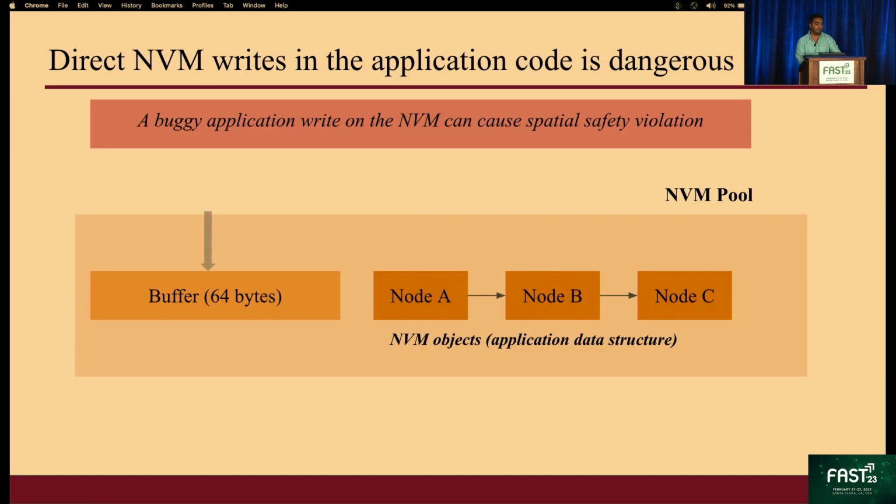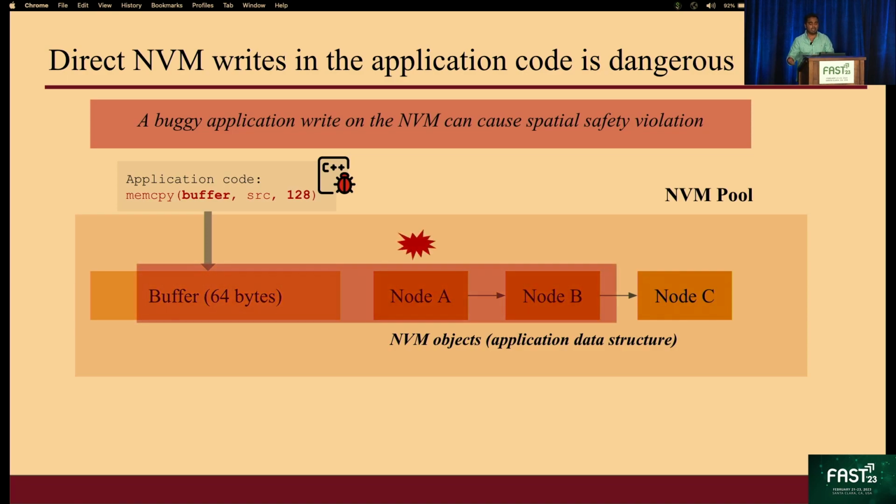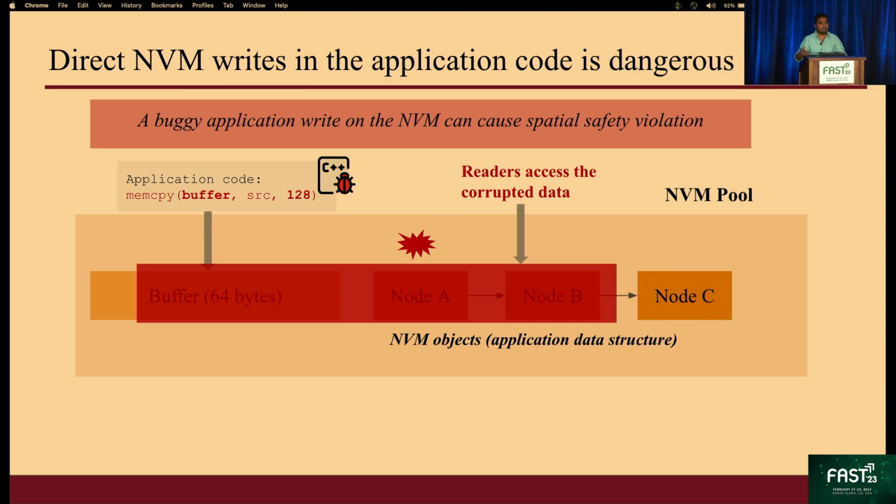Let's say a buggy application code wants to write to a buffer in the NVM, and as you can see, this is buggy code. It's going to cause a buffer overrun, and when the overrun happens, it corrupts not only the buffer but also some of the NVM objects in the adjacent memory space. To make things worse, readers are in danger of reading the corrupted data.